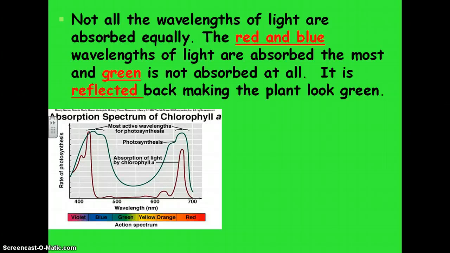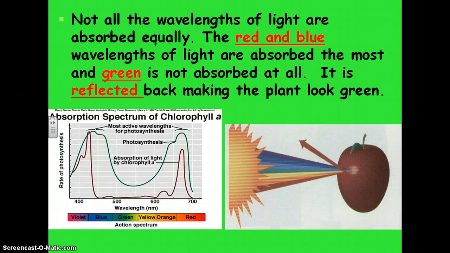So how do we use light's energy? Well, not all wavelengths of light are absorbed equally. Some are absorbed more than others. Red and blue are absorbed more, and green is really not absorbed at all because it is actually reflected back, which is why plants look green. And if you look at this apple, we see the red being reflected. So in this case, the red would be absorbed the lowest because it's being reflected the most.